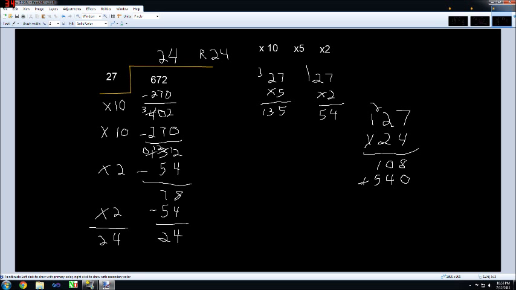We're going to add these two numbers together. 8 plus 0 is 8. 0 plus 4 is 4. 1 plus 5 is 6. Now remember, we're not done. We still need to add our remainder, which is 24.